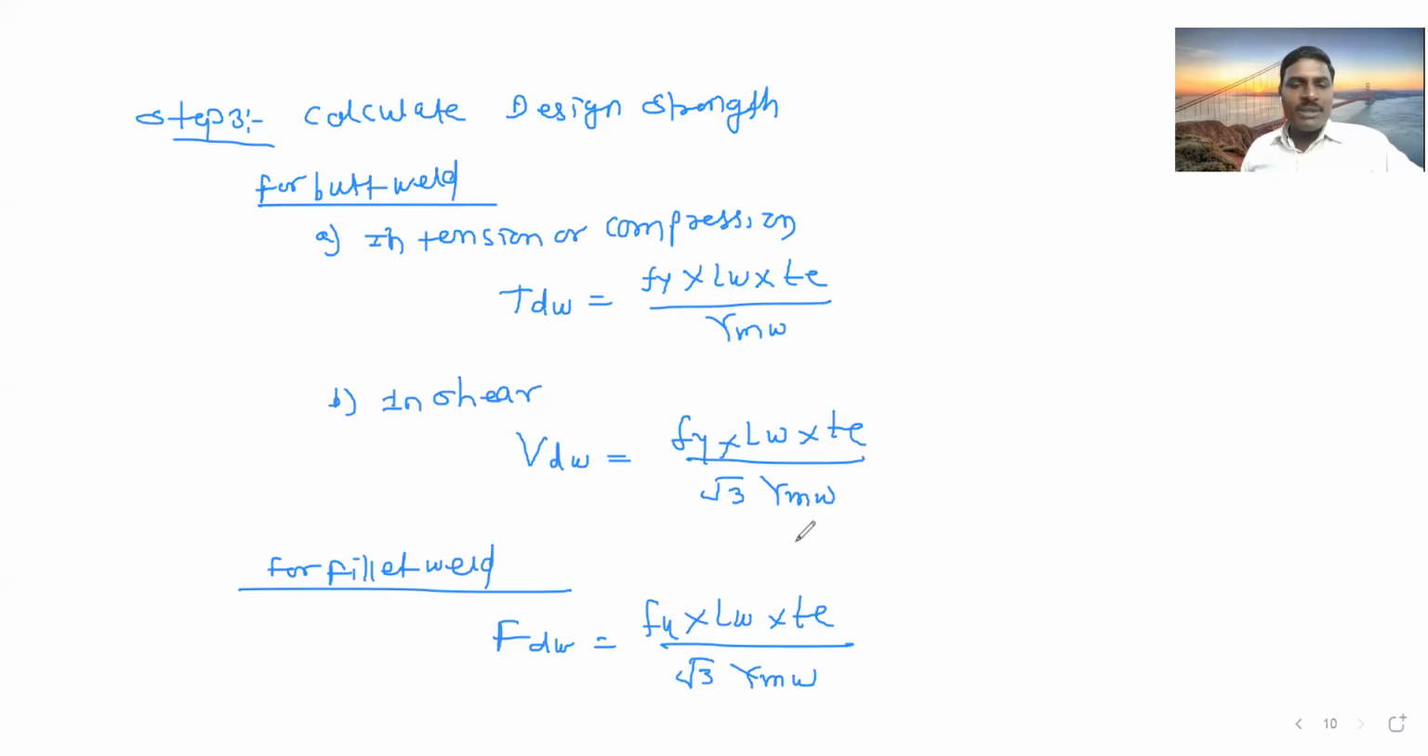So in design, it means load is given, and for that load, how much length we have to weld. See, type 1 was the load carrying capacity. It means length is given, and for that length, how much strength can be achieved. And in the design, load is given, and for that, how much length of weld is required.